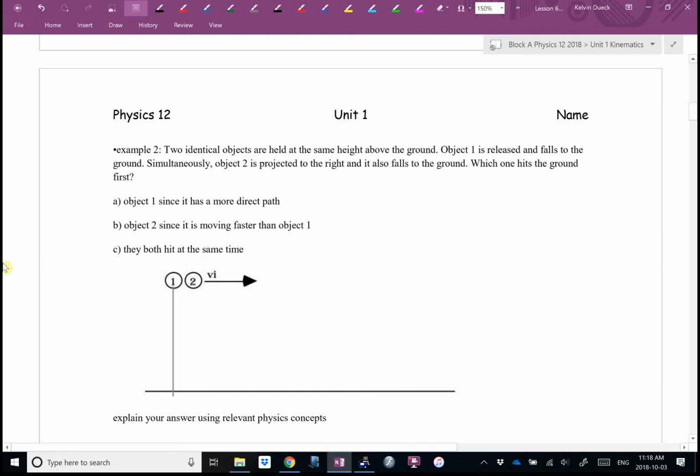So read along with me. It says this. Two identical objects are held at the same height above the ground. Object 1 is released and falls in free fall. At exactly the same time, object 2 is projected to the right and also falls to the ground. Which one hits the ground first? Option A, object 1 because it's traveling less of a distance. Option B, object 2 because it's moving faster, it's going to get to the ground faster. Or option C, they both hit at the same time.